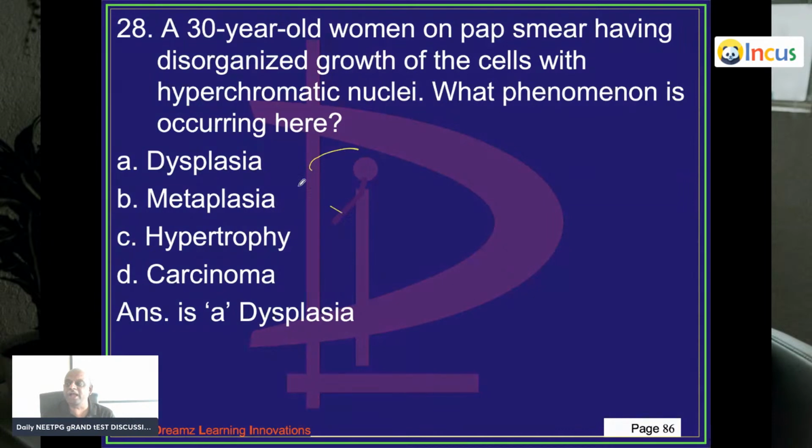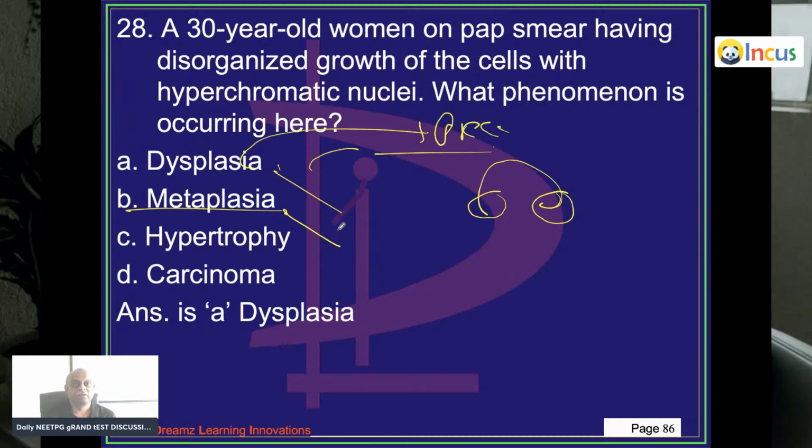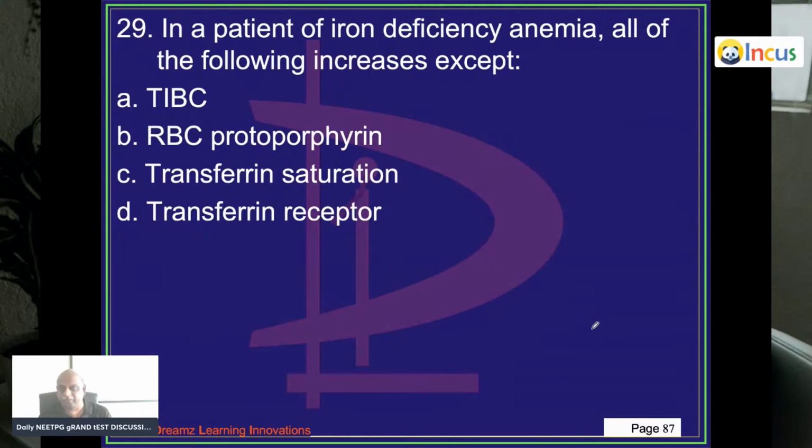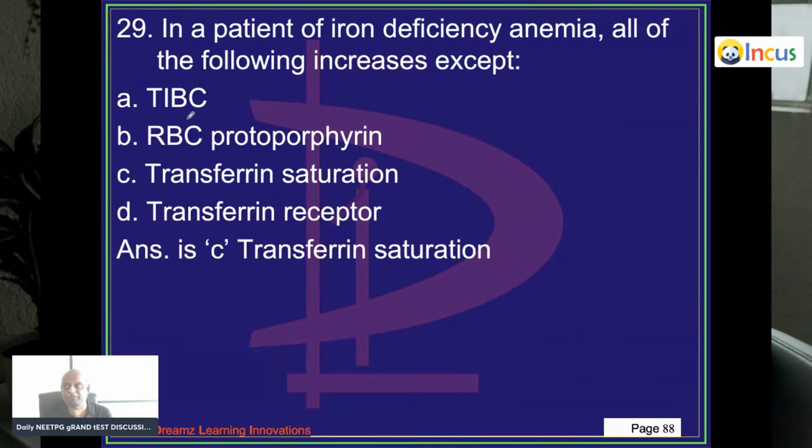30-year-old on pap smear, disorganized growth, hyperchromatic nuclei. So dysplasia versus metaplasia. Metaplasia means one mature cell replacing another mature cell. Dysplasia is precancerous. Barrett's is an example of metaplasia. Cervical dysplasia. Right? For a period of time, if you ignore Barrett, then it becomes dysplastic, then it becomes adenocarcinoma.